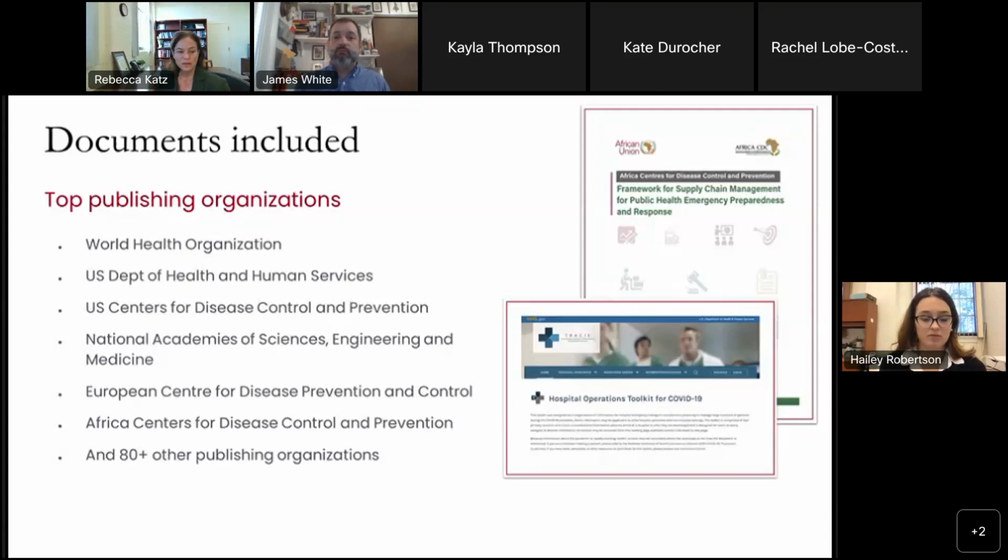For instance, the resources from WHO included in this update are primarily about COVID-19 and provide detailed guidance that many countries, regardless of the context, could implement. Next slide, please.